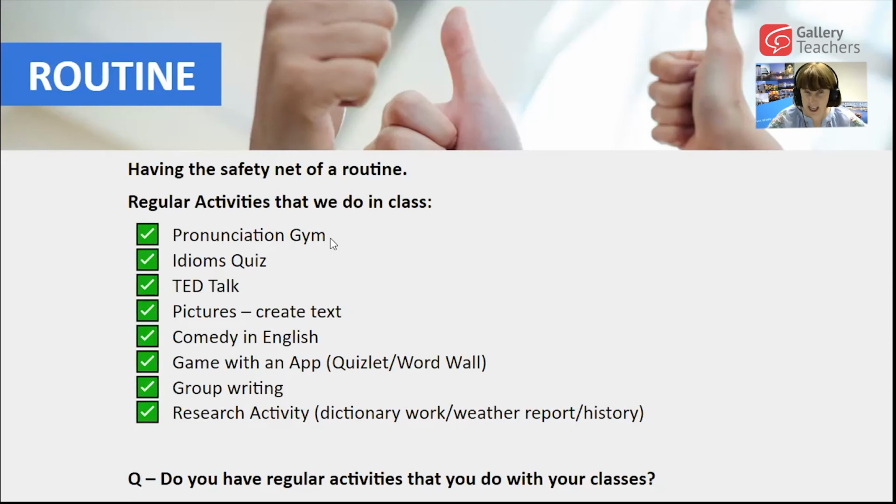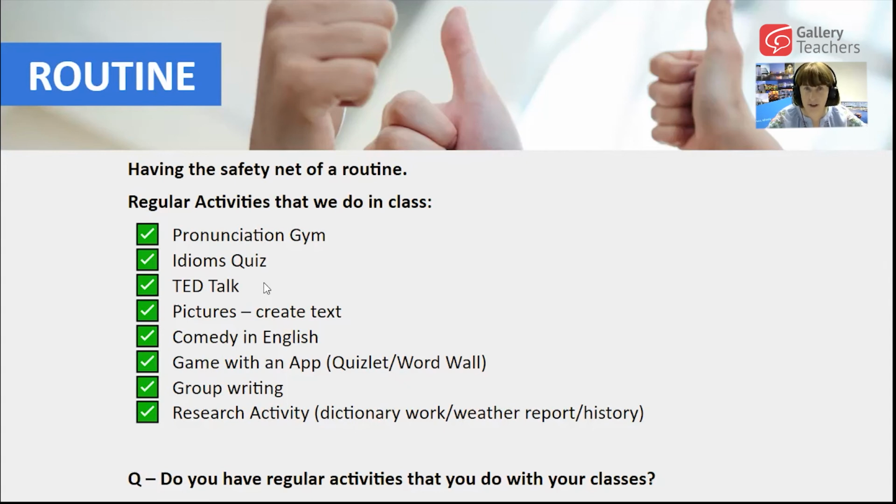Pronunciation gym. We would regularly do a quick 10 minutes of pronunciation, maybe once, twice, 3 times a week. When I say to my students, it's pronunciation gym time, they know that we're going to practice pronunciation, much like you would go to the gym and work out your muscles. We're going to practice working on pronunciation and moving your mouth and using your voice in a different way in English. We also, with higher levels, would do regular quizzes like idioms quizzes.